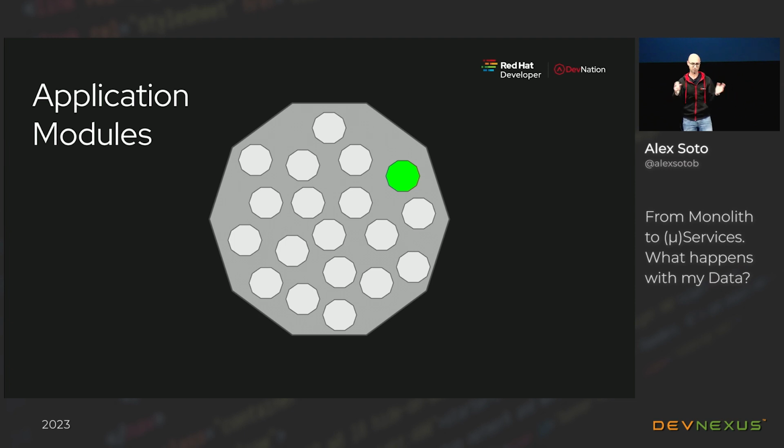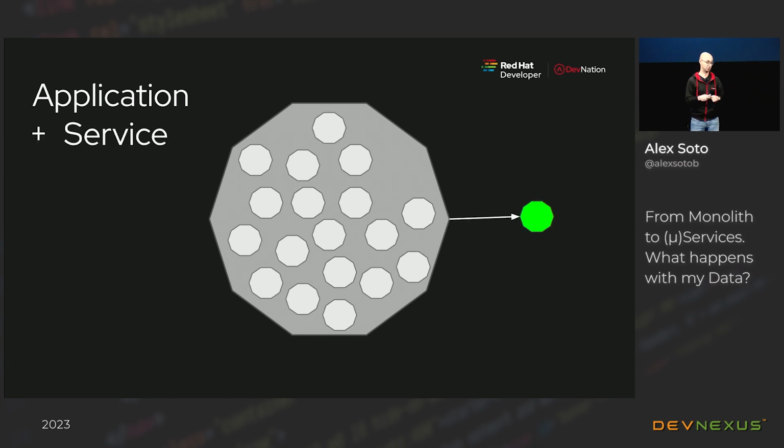So let's do that. I've got my monolith application, and I'm just going to start with this module. This is a module inside my monolith application. I said, oh, it's super easy. I just extract it, take it out of the monolith. Then I connect it through the network.